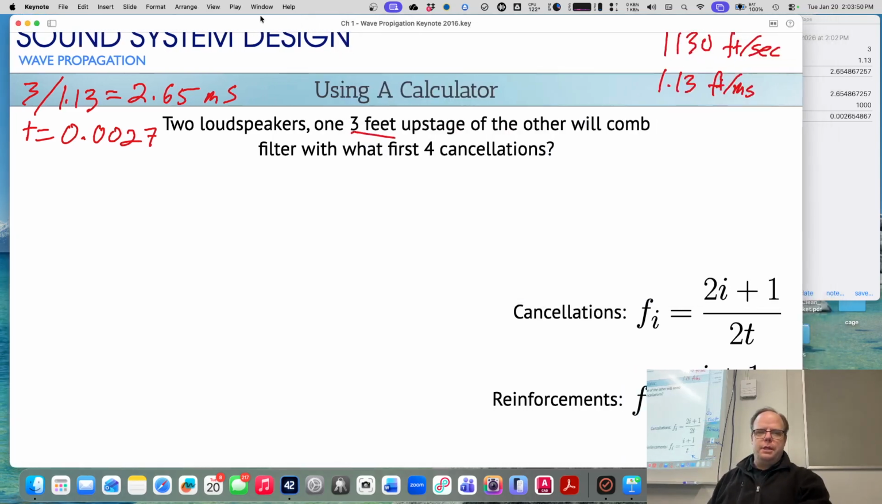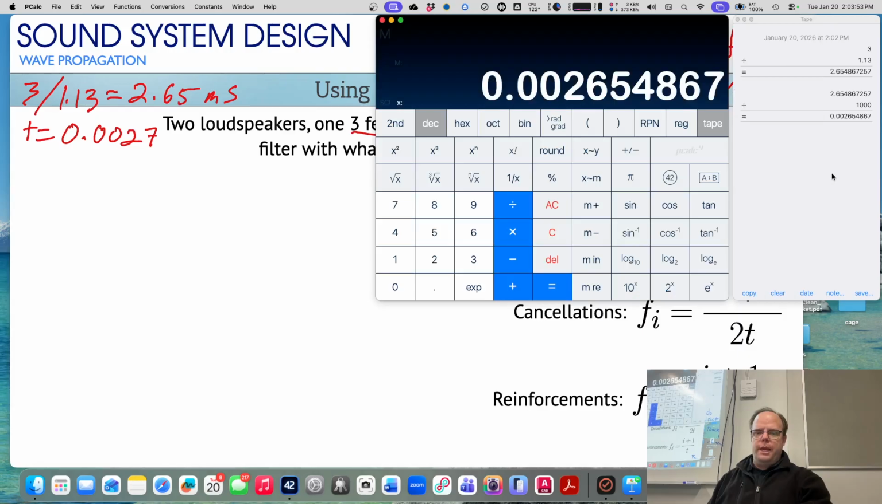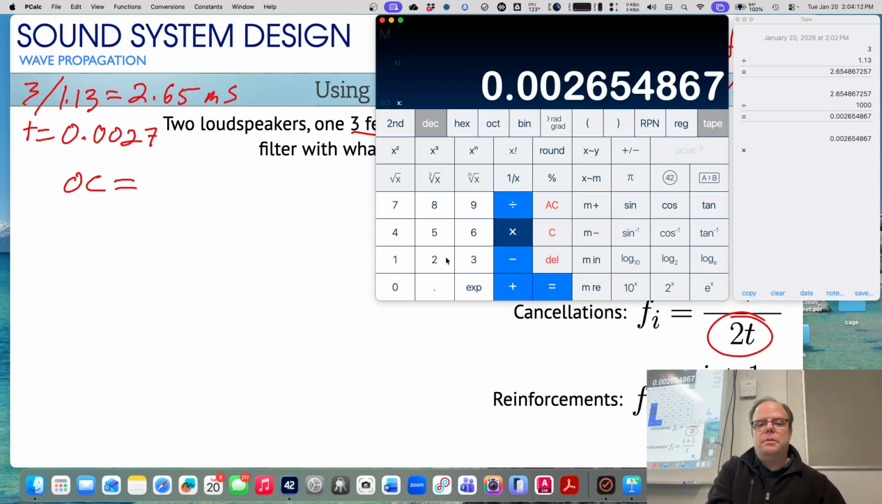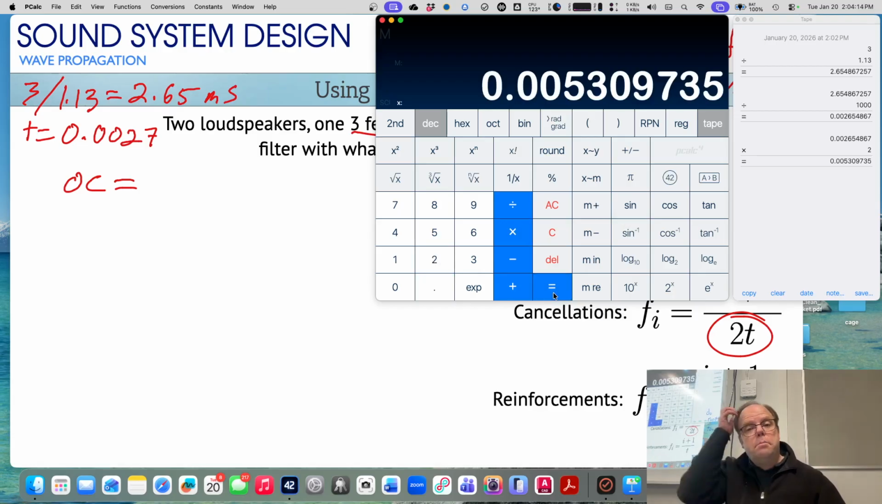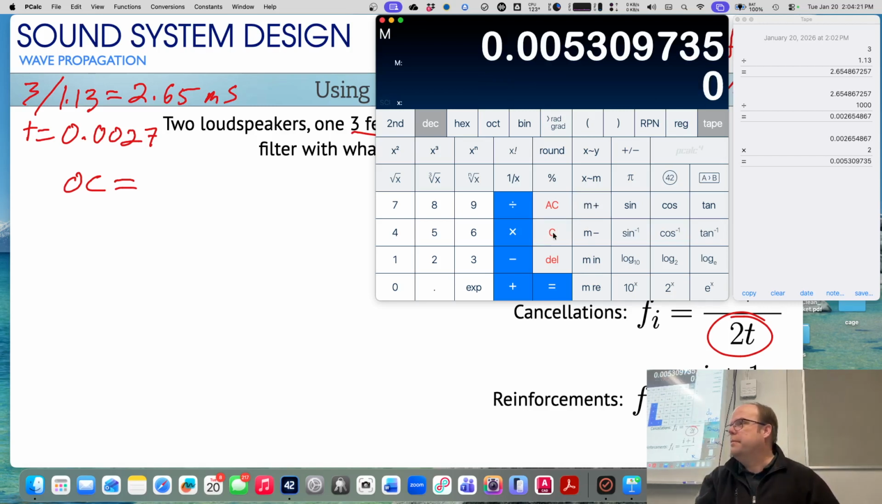Okay, so let's try this, shall we? I'm going to do cancellations. My first cancellation I'm going to call 0 for C, cancellation. And this is my time value. So I'm going to first do the times 2 part. I take that number times 2, and I get 0.00530973. And I'm going to put that in my memory so I don't forget it.